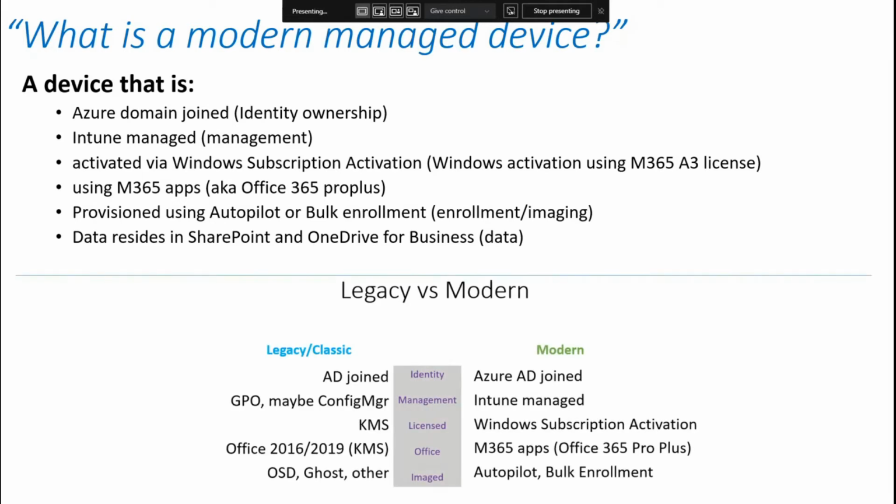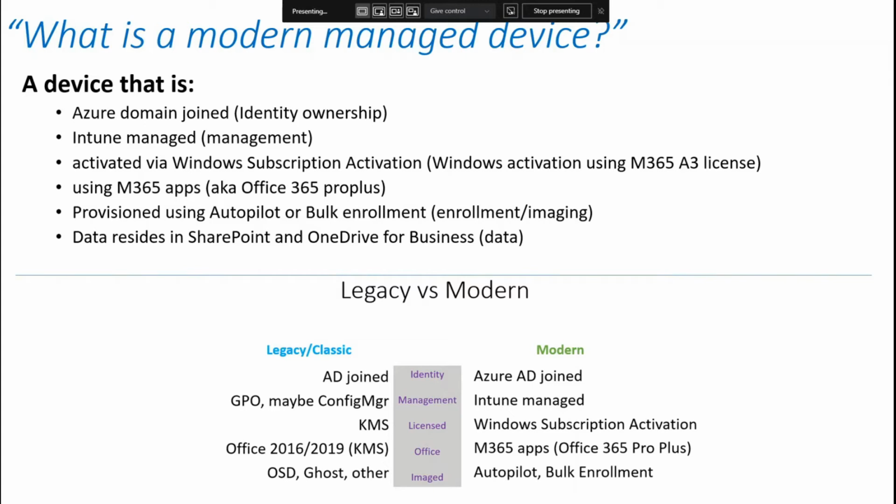So what does that all mean? I like this kind of differential at the bottom, where on the left-hand side is legacy and classic, and on the right is modern management. On the left is Active Directory joined, on the right is Azure AD joined. That's modern. Why do you want to Azure AD join? Well, let's talk about that. When a device is on-prem domain joined and it's disconnected, it's effectively orphaned. It's using cached credentials to log on, and group policies are not applying to that particular device.